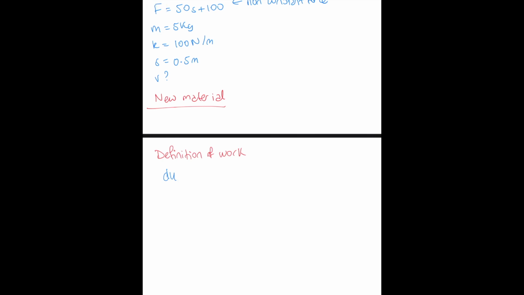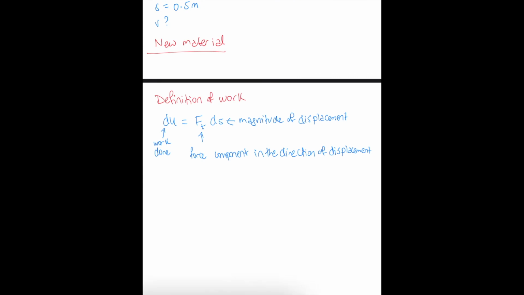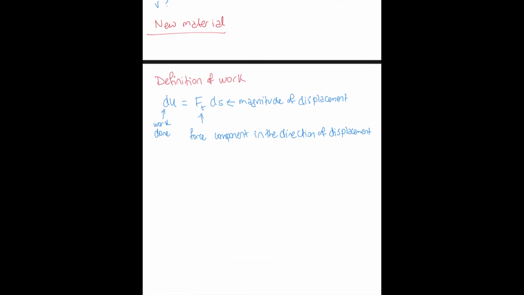Work, or work done, is equal to Ft ds, where Ft is the force component in the direction of displacement, and ds is the magnitude of displacement. Now, what about the work associated with a spring?